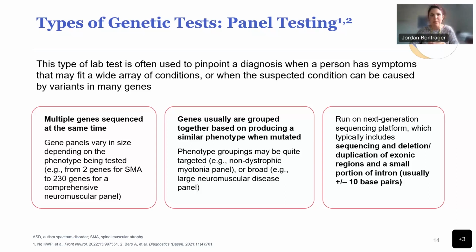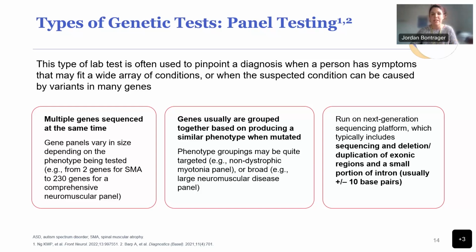The genes in these panels are grouped based on phenotypes. So depending on how narrow that phenotype is, the panel will get larger and larger. Something like a non-dystrophic myotonia panel might only have 5 or 6 genes, whereas a large neuromuscular panel is going to be upwards of 300.